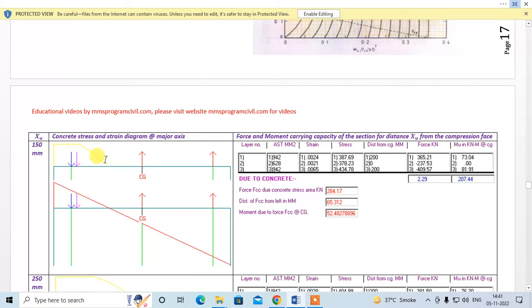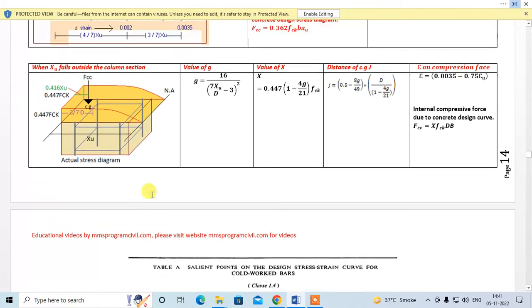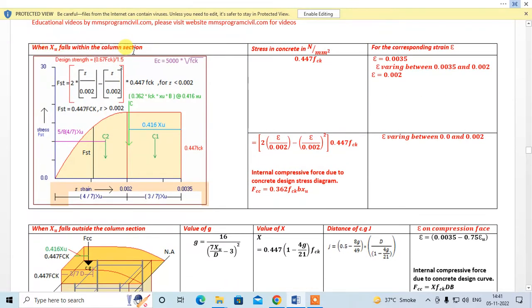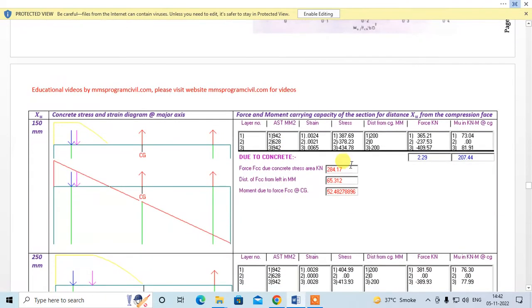Okay, fine. Now the next step is to find force Fcc, that is due to concrete. So I know that my neutral axis is falling within the column section. So I have to simply see the chart and follow this formula, right? When my xu falls within the column section, I have to use this formula for finding Fcc. So Fcc is found to be 284.17, right? Now this force Fcc will give a clockwise moment about the CG, that is equal to 52.48. Clockwise is taken as positive, compressive force is taken as positive, right? So now I have completed all the calculations regarding concrete.